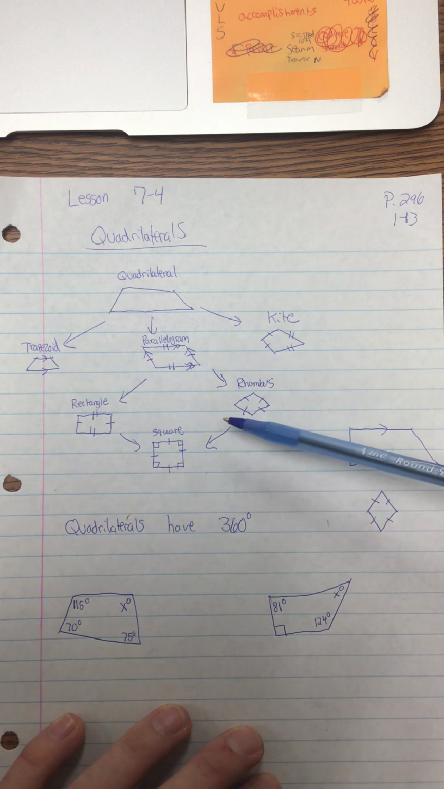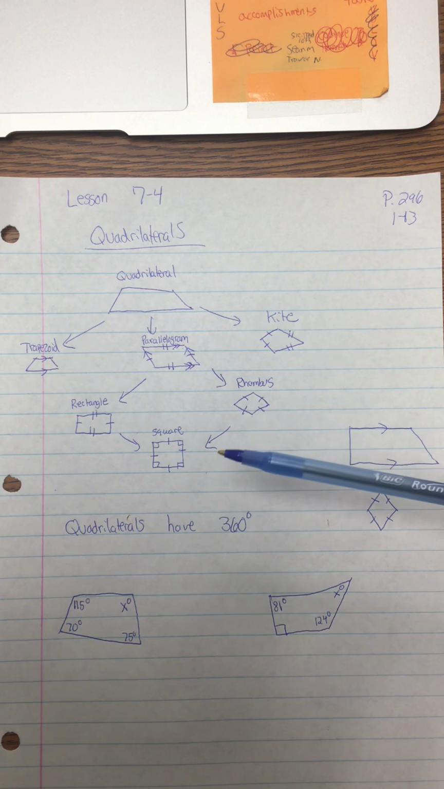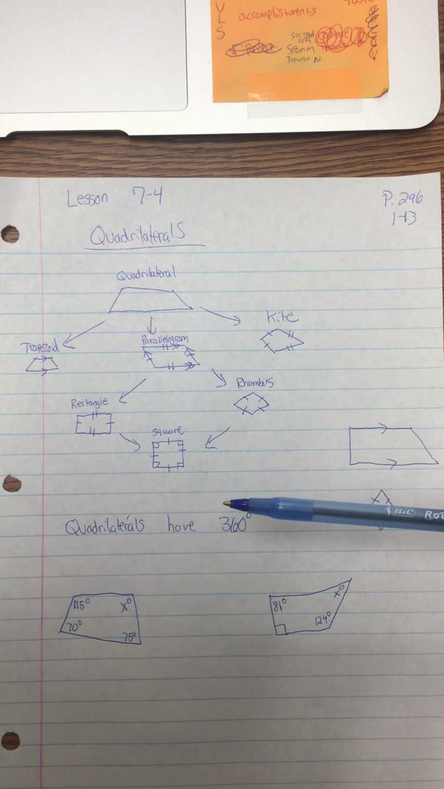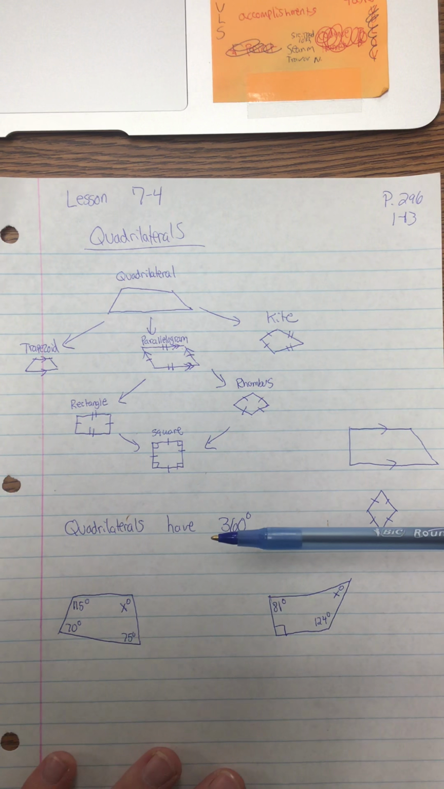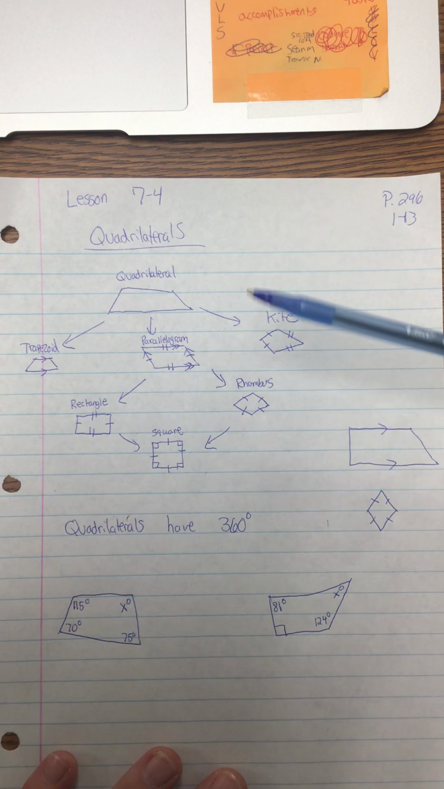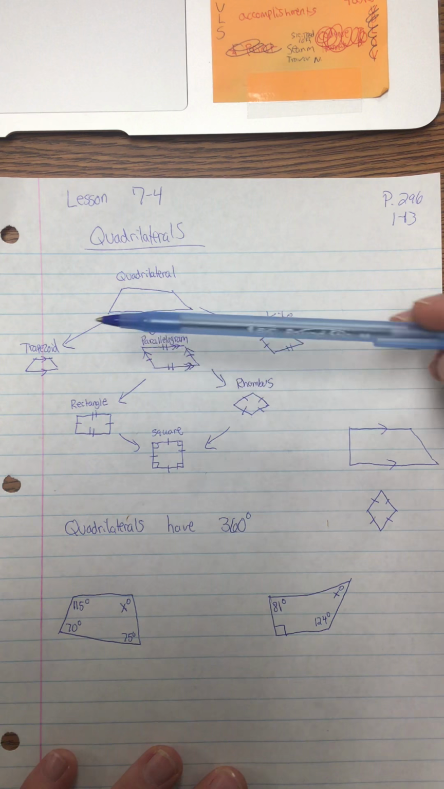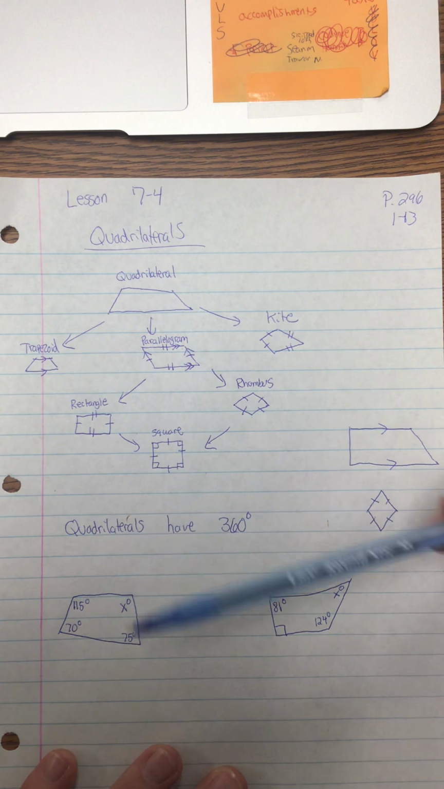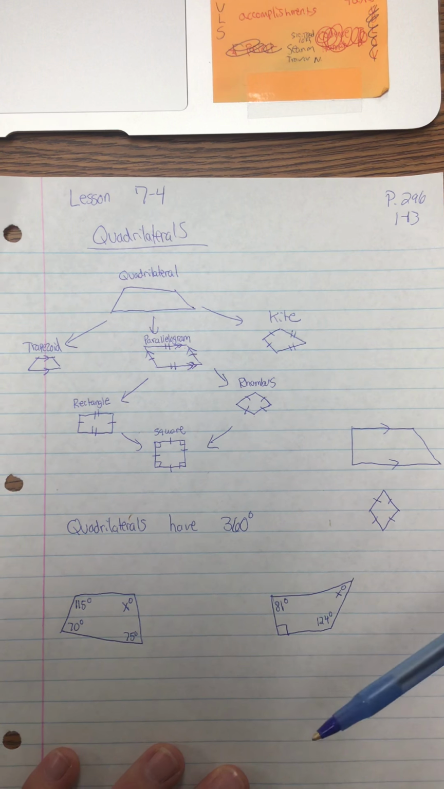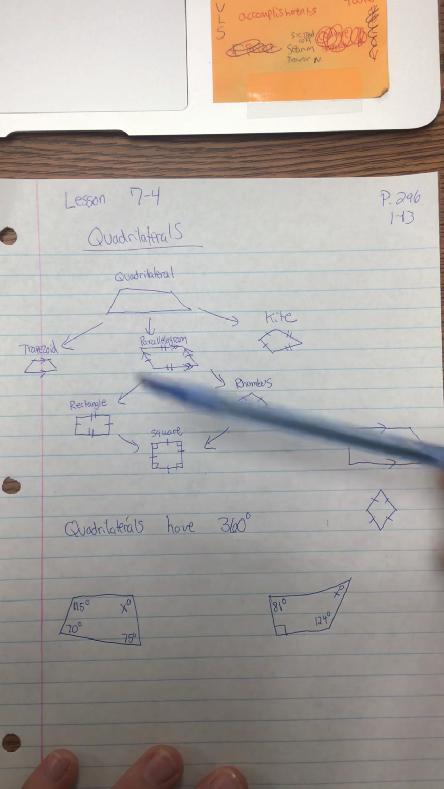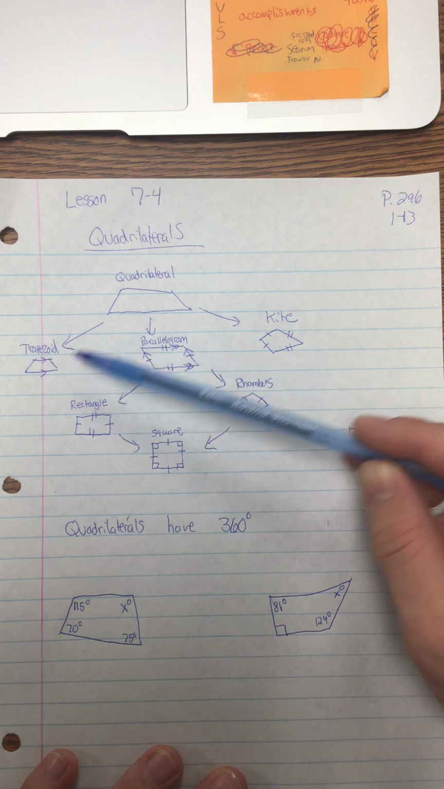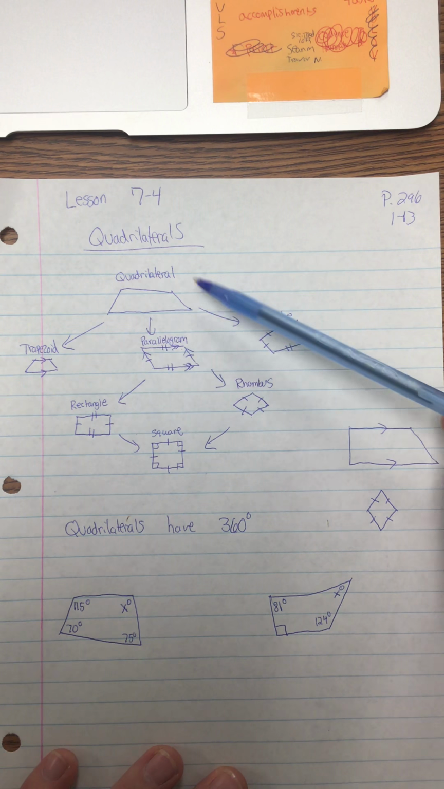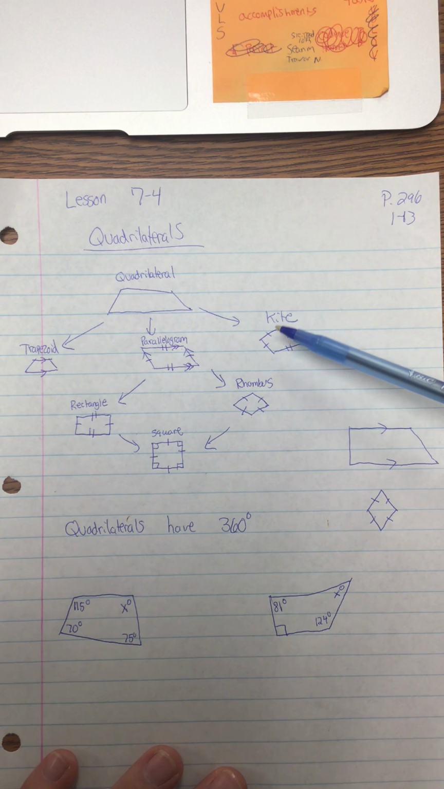Now I have this little diagram that tells what each of our special-name four-sided shapes are, okay? So a quadrilateral contains everything underneath it. If it is a four-sided shape, it is automatically a quadrilateral, okay? Now, bracketing off of this quadrilateral, I have a trapezoid, parallelogram, and a kite, okay?